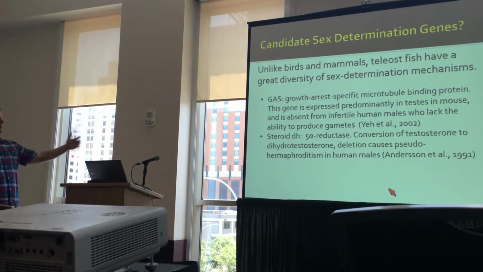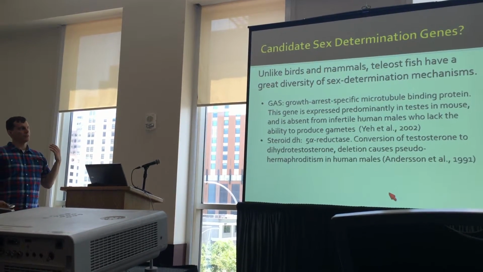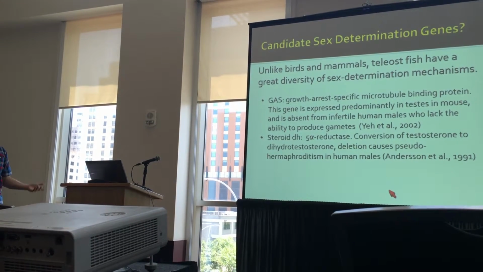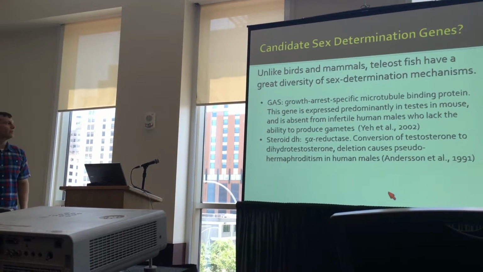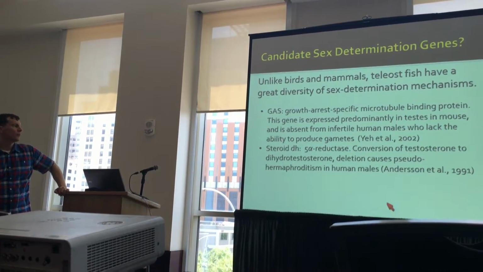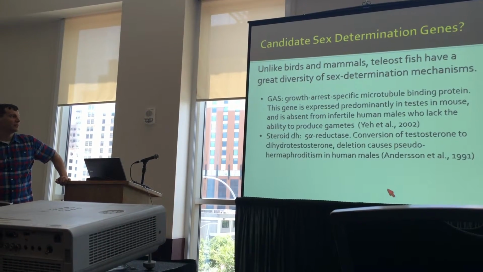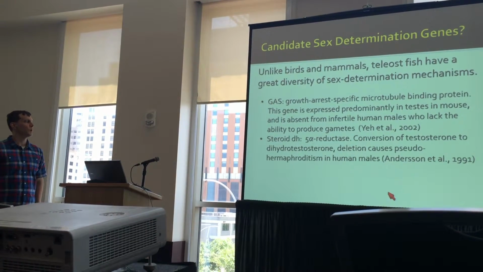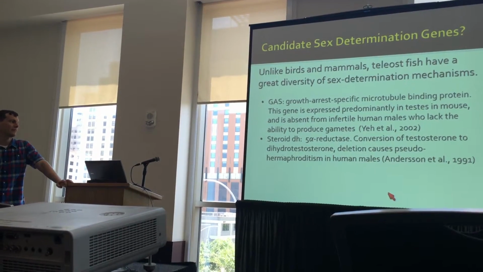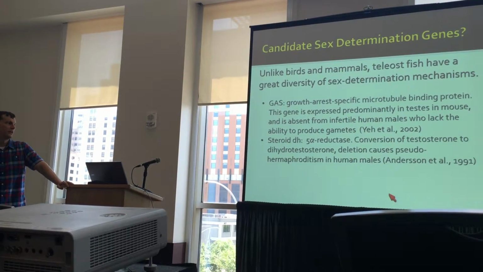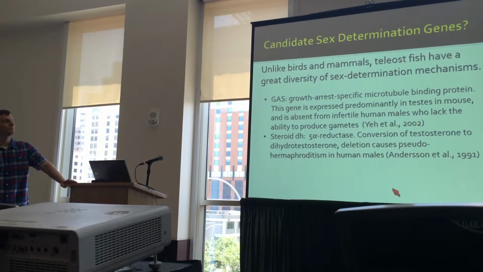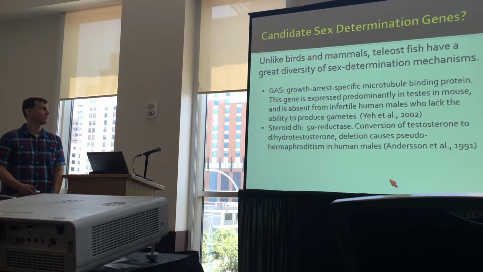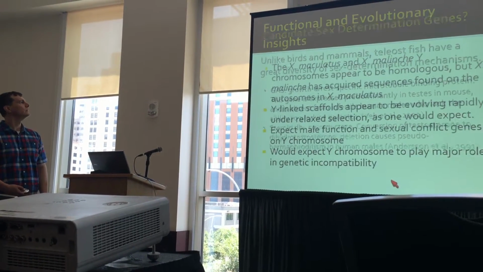All right, so I told you that at the left-hand end of that blast diagram, there were genes from an autosome in platyfish, and these are 2 of them, and they seem like they could be candidate sex determination genes. So GAS is expressed in testes in mouse, and it's absent from infertile human males who lack the ability to produce gametes. All right, that's sort of far down the sex determination chain, but it's still male function, right? And this is steroid dehydrogenase, 5-alpha reductase, converts testosterone to dihydrotestosterone, and deletion causes pseudohermaphroditism in human males. So, even if these aren't the master sex determination gene, they're interesting as they relate to male function and finding their way to the Y.